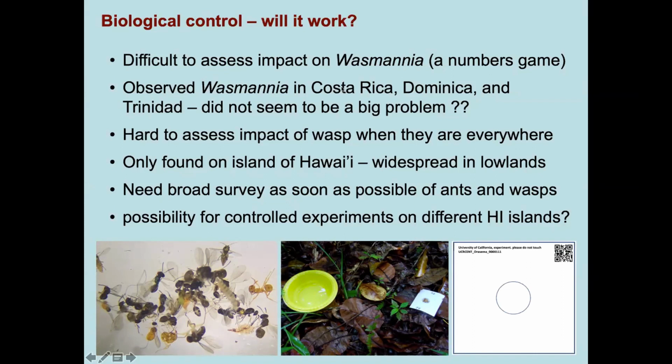We've observed Wasmannia in Costa Rica, Dominica, and Trinidad. Again, it doesn't seem to be a big problem there. I'd love to get a better comparison. I have not been to Hawaii, by the way, to sample this yet. So this is all just third-hand information at the moment.